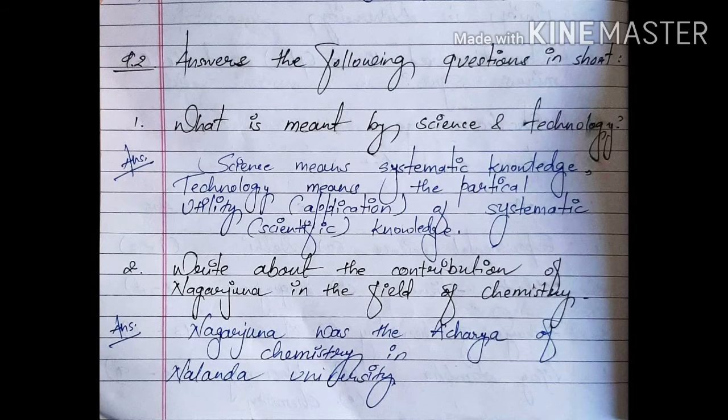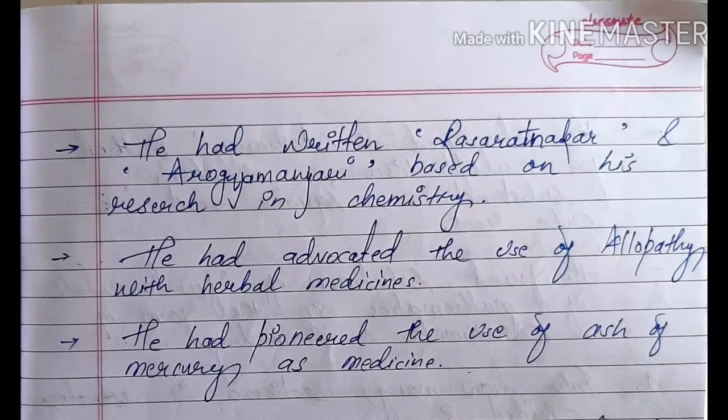Now talking about chapter number 5, question 2, answer the following question in short. And the first one is, what is meant by science and technology? And the answer is, science means systematic knowledge, technology means the practical utility of systematic knowledge. Second question is, write about the contribution of Nagarjuna in the field of chemistry. And the answer is, Nagarjuna was Acharya of chemistry in Nalanda University. He had written Ras Ratnakar and Arogyat Manjari based on his research in chemistry. He had advocated the use of allopathy with herbal medicine. He had pioneered the use of ash of mercury as medicine.